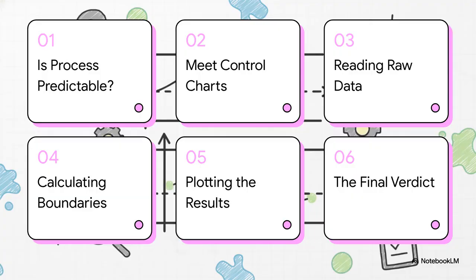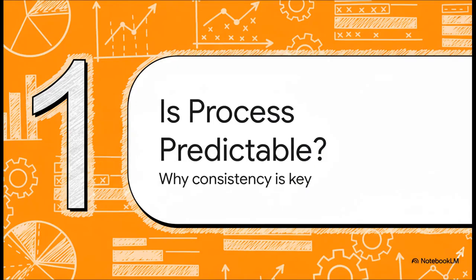Okay, so here's our game plan. First up, we'll talk about why predictability is just so darn important. Then we'll meet our diagnostic tools for the day. After that, we'll get our hands on some raw data and calculate the boundaries of what's considered normal. And finally, we'll plot the results and deliver the final verdict on our process's health. Let's dive in.